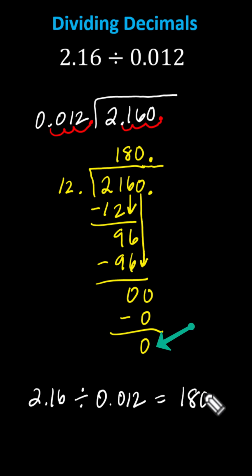Remember, if we did have a remainder here in the last step of the quotient, we would place a 0 to the right of the decimal point in the dividend, bring it down, and repeat the process.